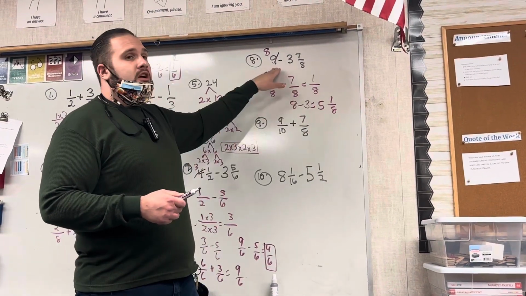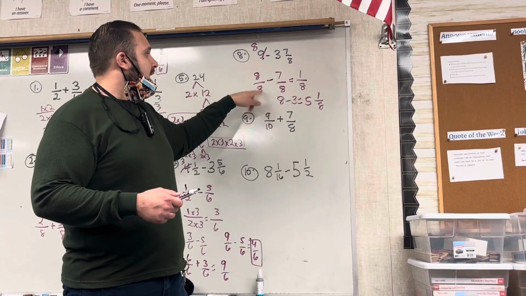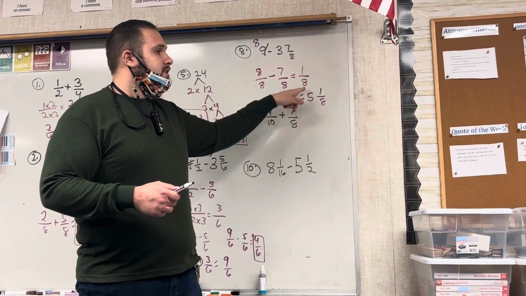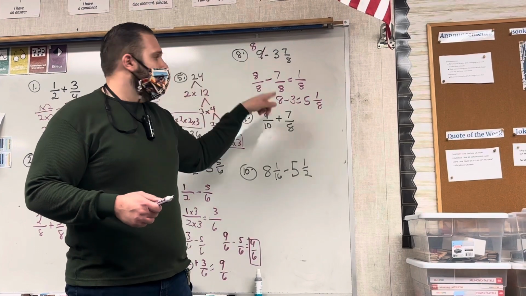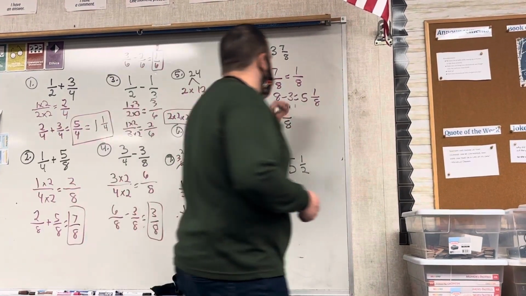I don't have a fraction here, so I take it out of the whole number and I put it here. This is the whole number that I took out. I subtract my numerators only. 8 minus 7 is 1. Denominators stay the same. 1/8 is my fraction. When I subtract my whole numbers, 8 minus 3, I get 5. Just make sure you have that fraction attached to it. 5 1/8 is your final answer.